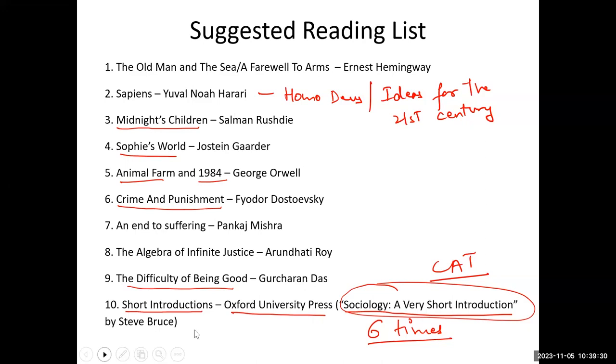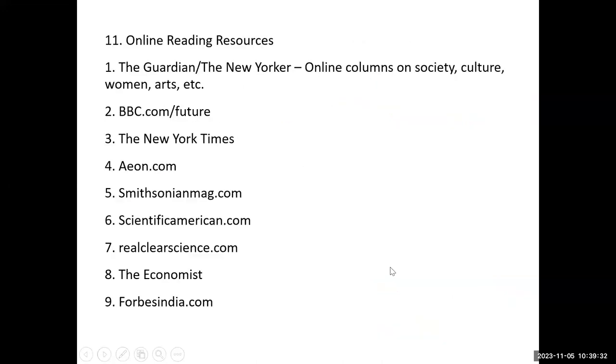If you're looking for online resources, you can go to the Guardian and the New Yorker. Now, when you go to these sites, I'm not asking you to read the current news. I'm asking you to read the columns on society, culture, women, arts, because these are very challenging topics. Initially, you may face a lot of difficulty in understanding what is written there.